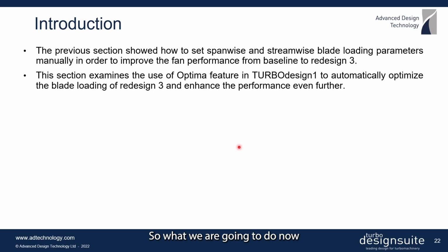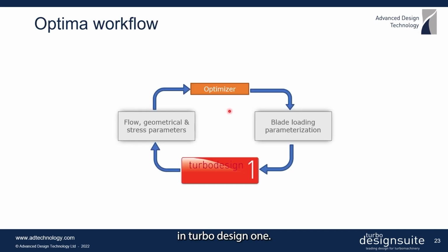So what we are going to do now is start with redesign 3, which already has the best practice loading and spanwise RV theta from the manual redesign, and then see if we can further optimize this using automatic optimization in Turbo Design 1.